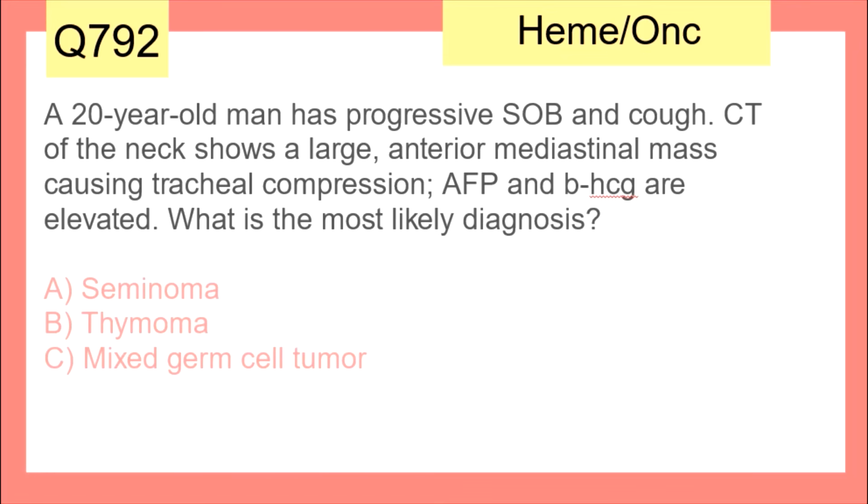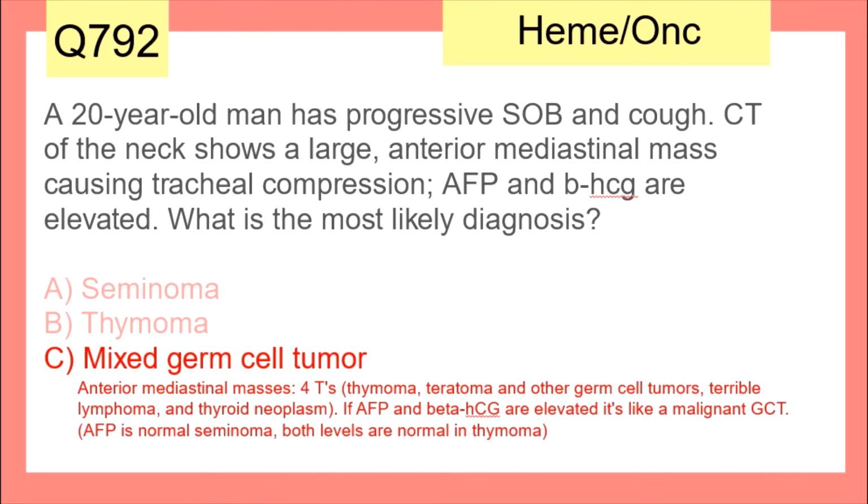Okay. 792, a 20-year-old man has progressive shortness of breath and cough. CT of the neck shows a large anterior mediastinal mass causing tracheal compression. So this is a cancer. AFP and beta HCG are elevated. What's the most likely diagnosis? This is most likely a mixed germ cell tumor. Anterior mediastinal mass includes the 4 T's: thymoma, teratoma, germ cell tumors, and terrible lymphoma, and thyroid neoplasm. So if the AFP and beta HCG are elevated, it's likely a malignant germ cell tumor.